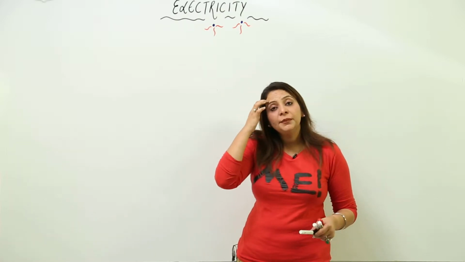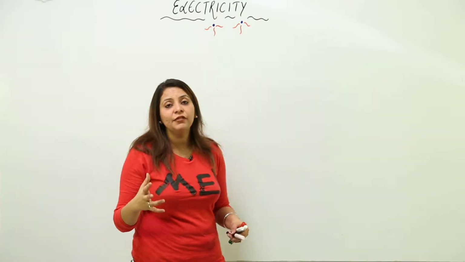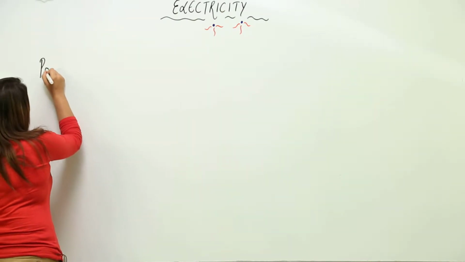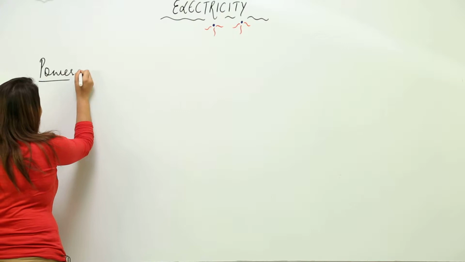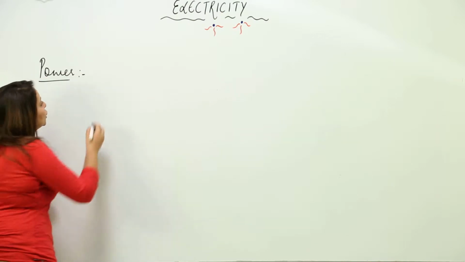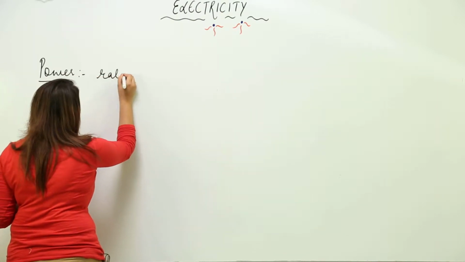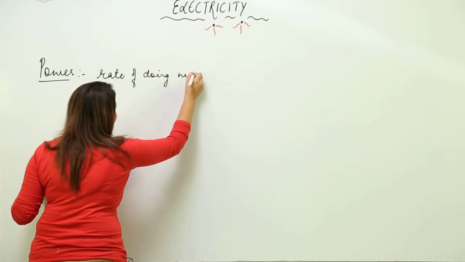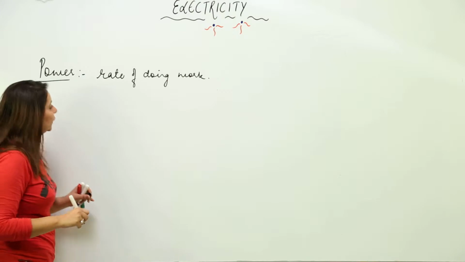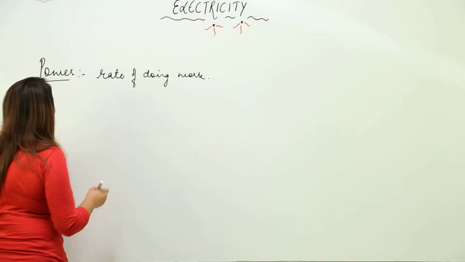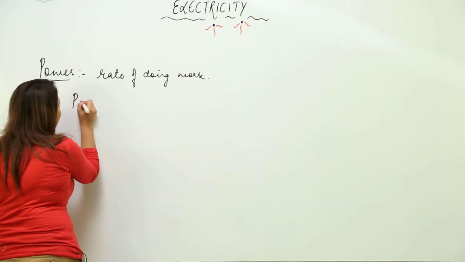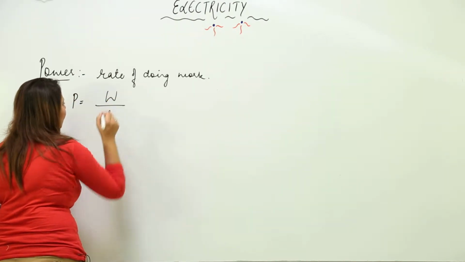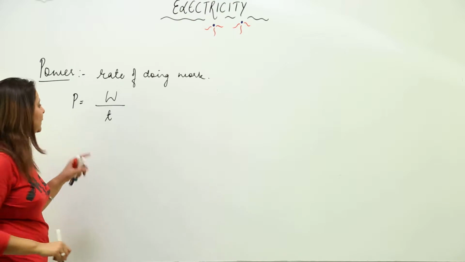Now we are going to take up power. As we all know, every appliance has a certain power also. So now it's time to do the power of appliances, what does it mean actually. Power is rate of doing work. If we write a formula for it, power is the rate, meaning divided by time, of doing work, so it becomes power is equal to work upon time.